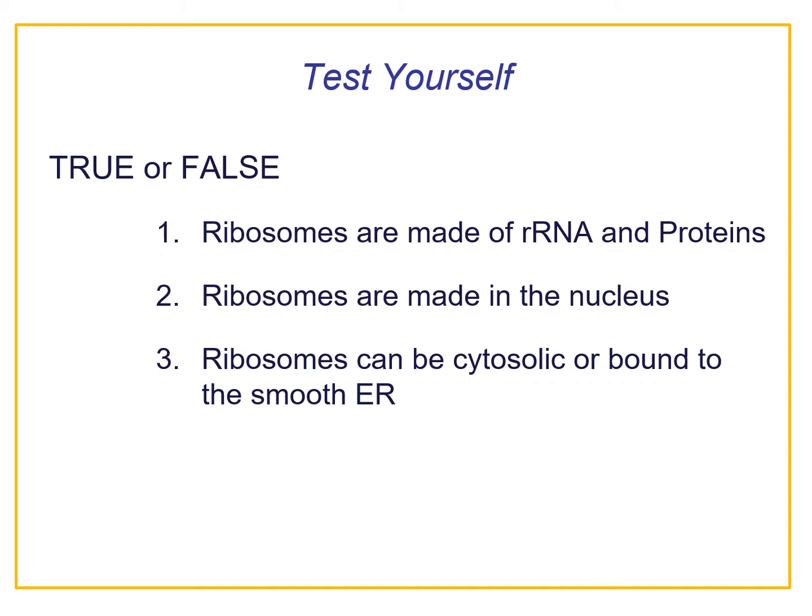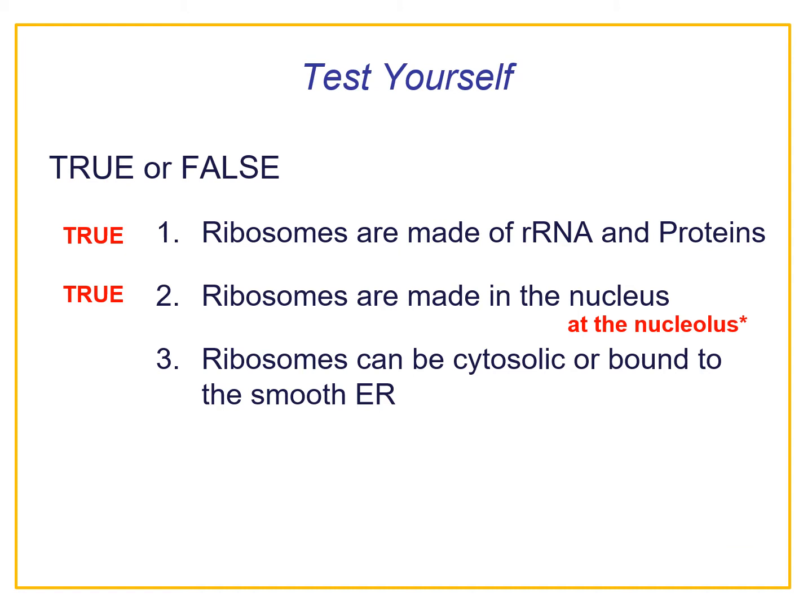Quick question for you. Some true or false to test your knowledge. True or false, ribosomes are made of ribosomal RNA and proteins. True. Ribosomes are made in the nucleus. True. If you want to be a bit more specific about this, ribosomes are actually made at the nucleolus.